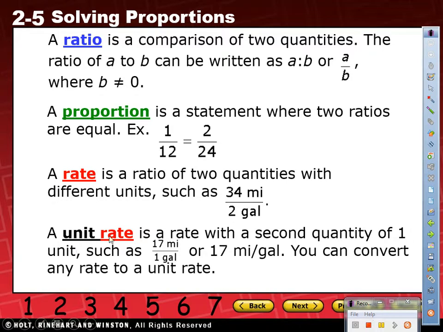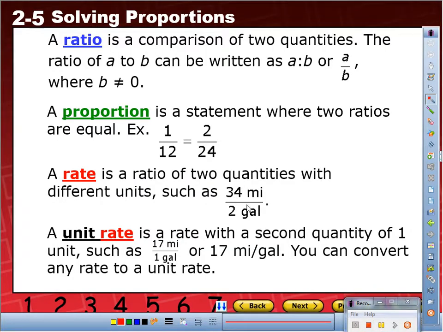Unit rate, the word unit, who's heard of the word uno? Comes from the word uno, which means what? One. Everybody look up, please. So check this out. If this one is 34 miles in 2 gallons, this one has to be a 1 in order for it to be a unit rate. Why unit? Because it's a 1.